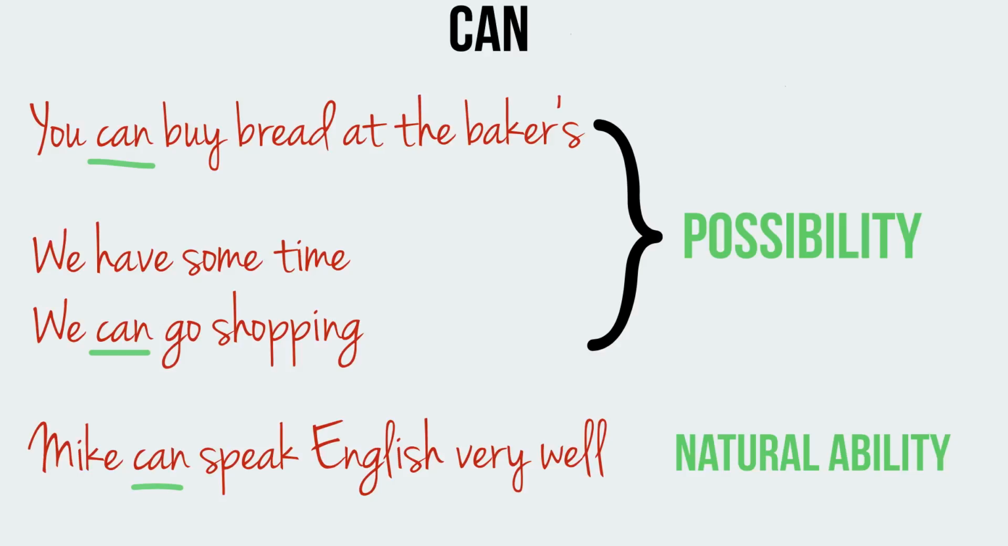We have some time. We can go shopping. Mike can speak English very well. In the first two sentences, you can buy bread at the baker's, and we have some time, we can go shopping. The verb can is used to express possibility, and in the third sentence, it's used to express natural ability.